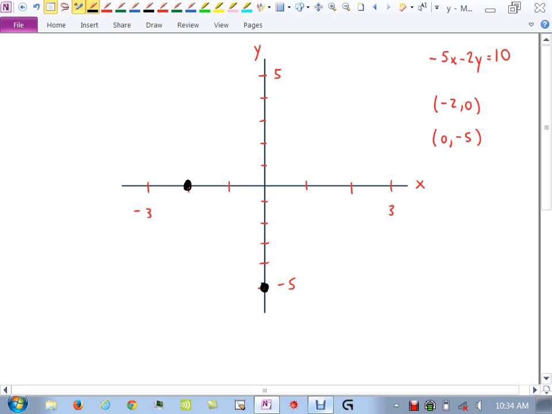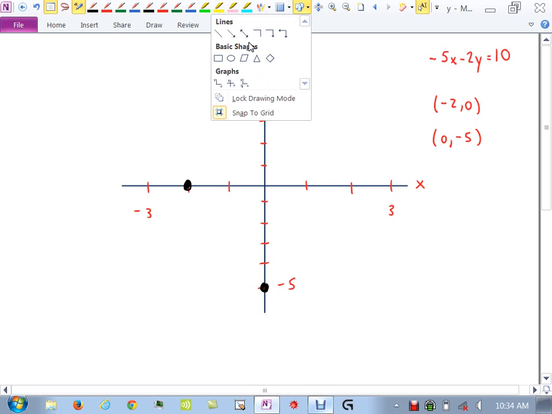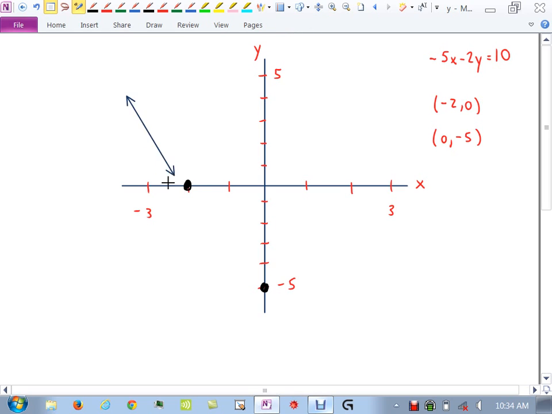Okay, now once you have 2 points, you just draw a line through the 2. And you'll be done. No, it was looking better. It's not bad. Good enough.